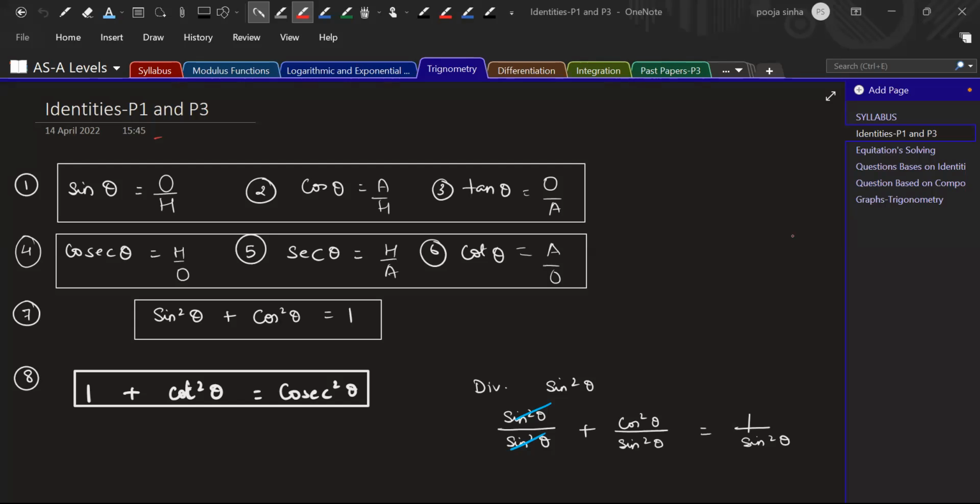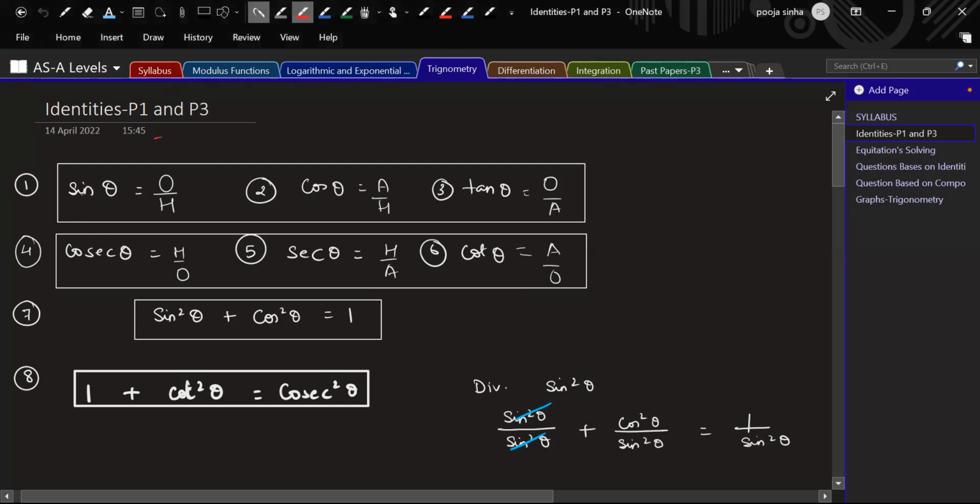Now, there are some identities which we have learned when we were in grade 9 and 10. Remember? Cosec, sec, and cot. But for you, they are being introduced here. So cosec, you know, it is nothing but 1 upon sine theta. It's the reciprocal of sine. So it becomes hypotenuse upon opposite.